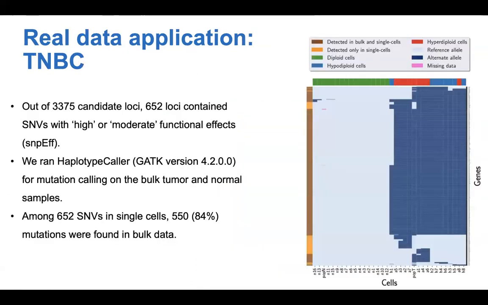Next, we ran SnpEff to find the non-synonymous mutations. Among the 3,375 loci, 652 sites contained non-synonymous mutations. Then we ran GATK to call mutations in the bulk data. We found out that 84% of the mutations that Phylovar detected existed in the bulk data too.